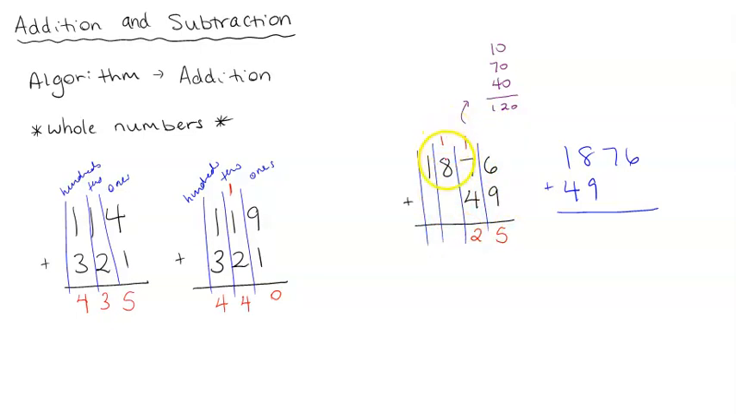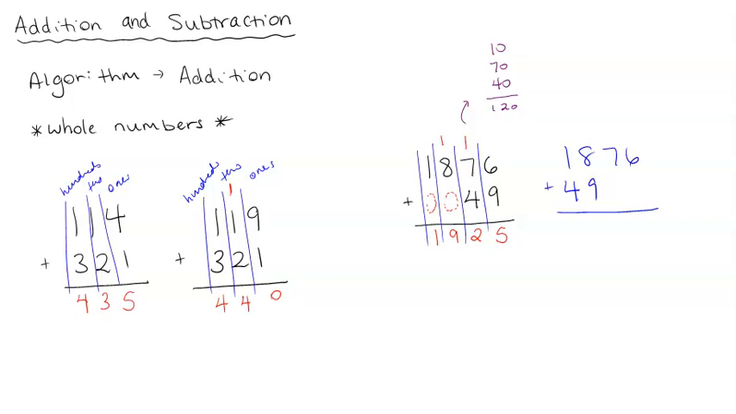So I'm adding 100 plus 800 gives me 900. Because there's nothing here, it's like there's a 0. And I didn't have to put anything in the thousands column. So we have 1000 plus 0, which gives me 1925.